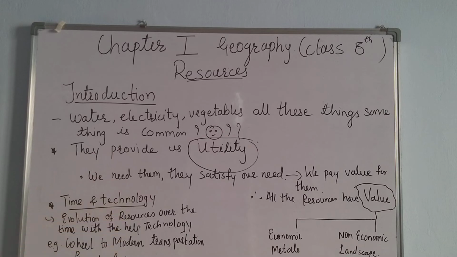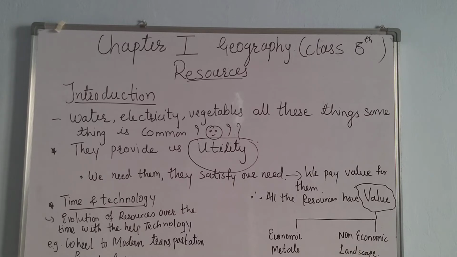So what makes an object or substance a resource is that it is required, so we use it. How does something become a resource? Something becomes a resource when we need it and it satisfies our needs. You are going to school and getting knowledge, but if you are not applying it, that is a big question.